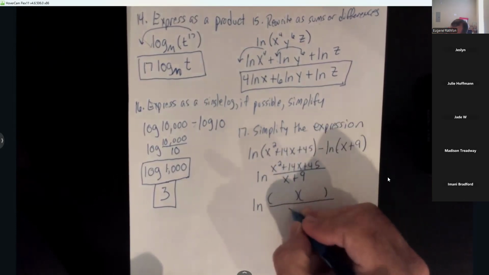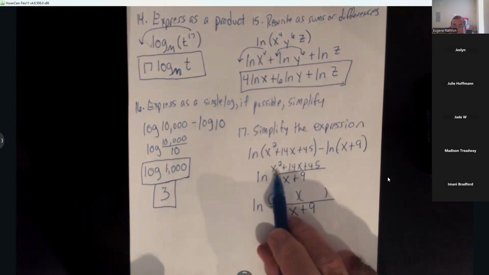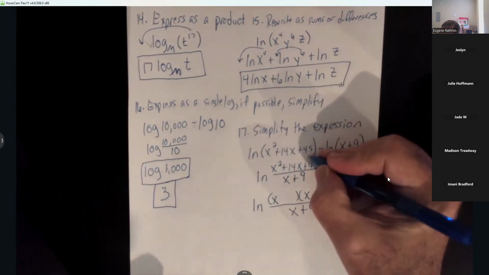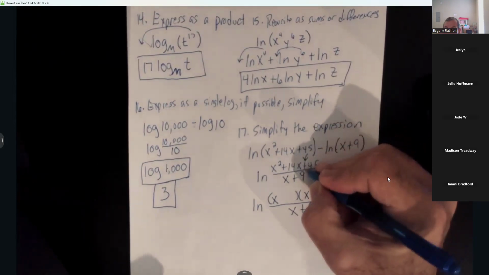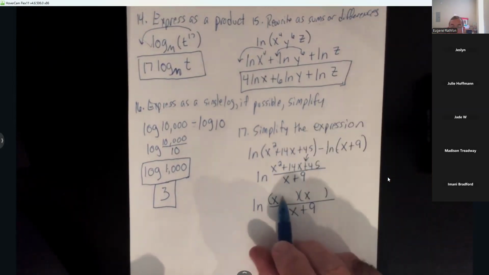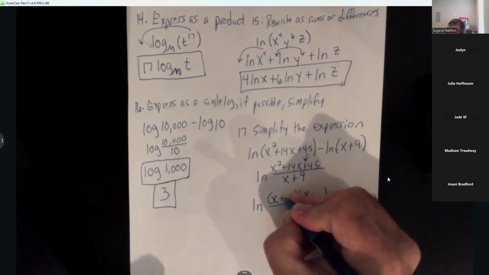So the bottom's going to stay x plus 9. Nothing you can do to the bottom. On top, x squared is x and an x. All right, watch this. This last number's positive. Since this last number's positive, both of these factors will be positive like that middle number.